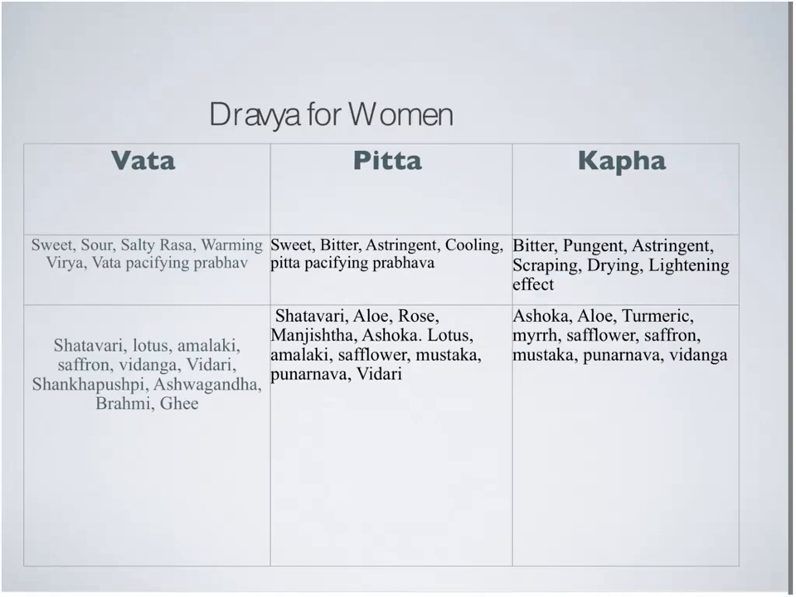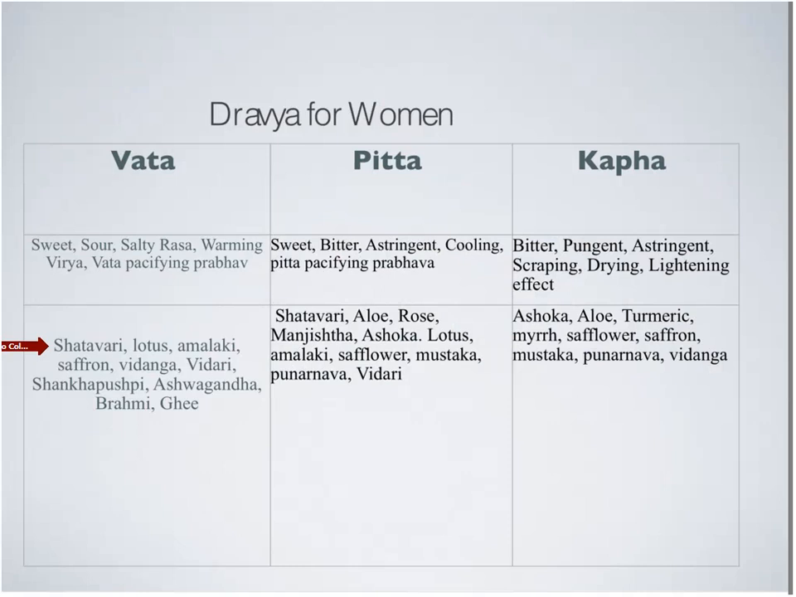Now, dravya for women. Very important for women. So it's the same, sweet, sour, salty, rasa, warming, virya, the same thing we talked about before. So let's talk about shatavari. Shatavari is Indian asparagus. It's not the same as asparagus found in America or Europe. It's a different kind of asparagus.